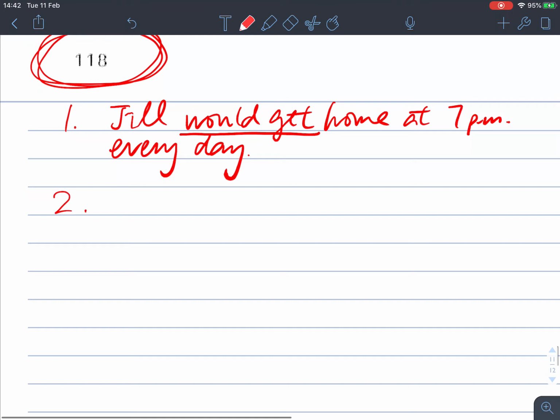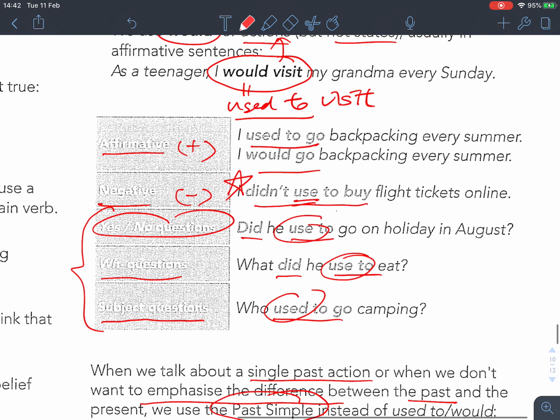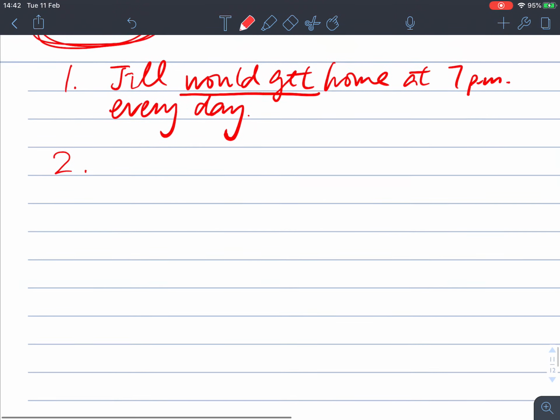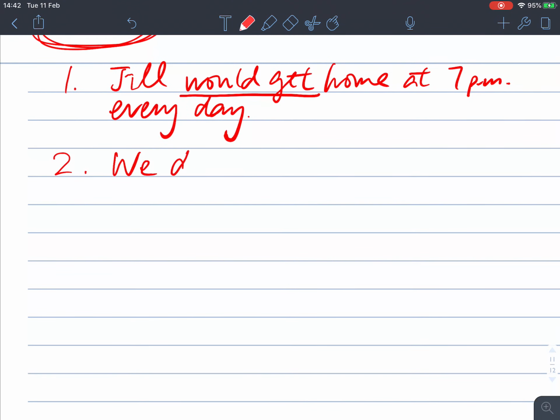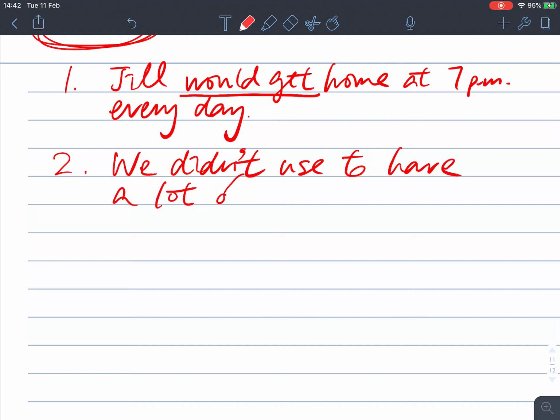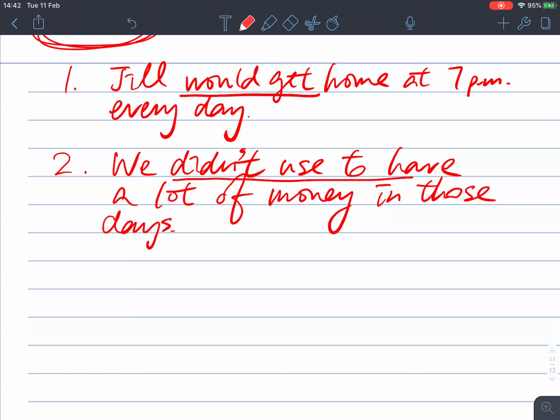And then number 2, have. So what is have? We use have to talk about states, right? So here we can only use used to, but it is a negative sentence. So how should we write it? Negative sentences. We look at the box again. We should use this form here. Okay, so the sentence should become, we didn't used to have a lot of money in those days. All right, because we're talking about states here.